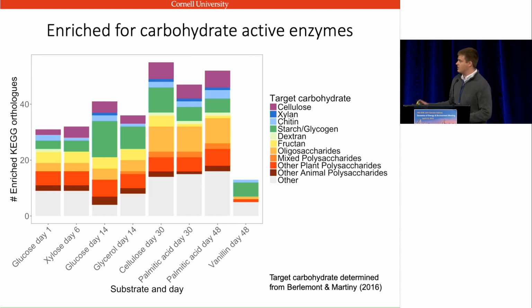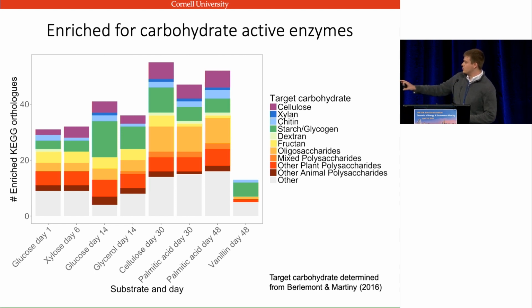So I took KEGG orthologs annotated by IMG and mapped them to glycosyl hydrolases from the KZ database. And so here I'm just showing you the number of these glycosyl hydrolases that are enriched in the treatment sample compared to the corresponding control sample. And the main thing you can see here is, first of all, we are enriching for these glycosyl hydrolases, which is important because we believe these enzymes are important for breakdown of plant biomass.